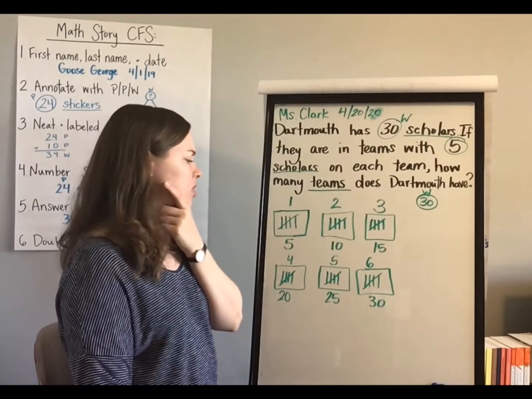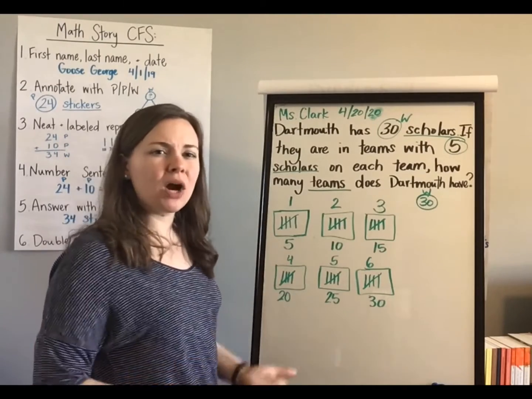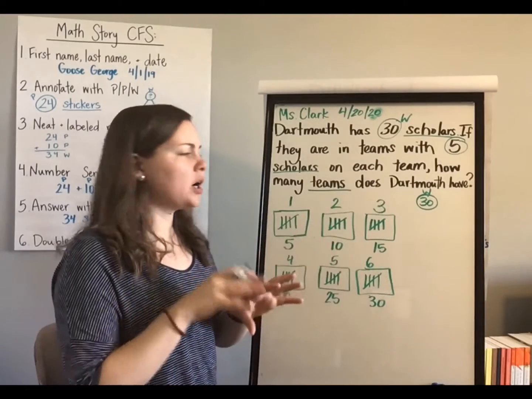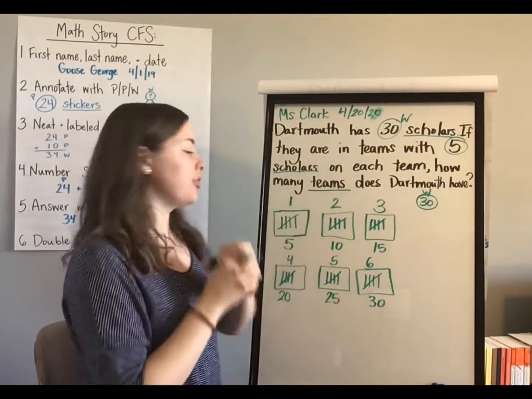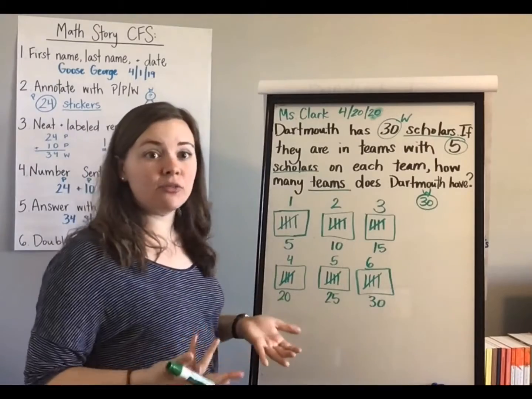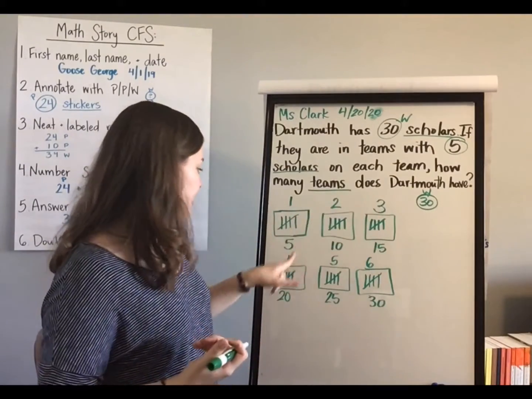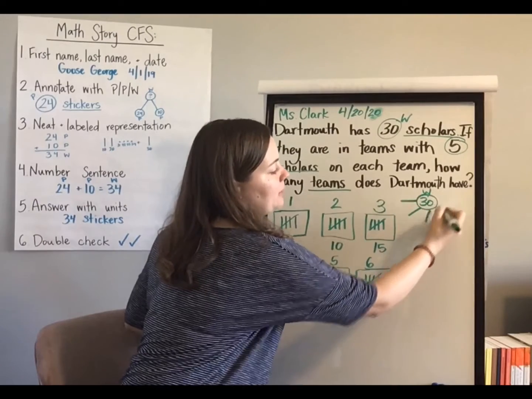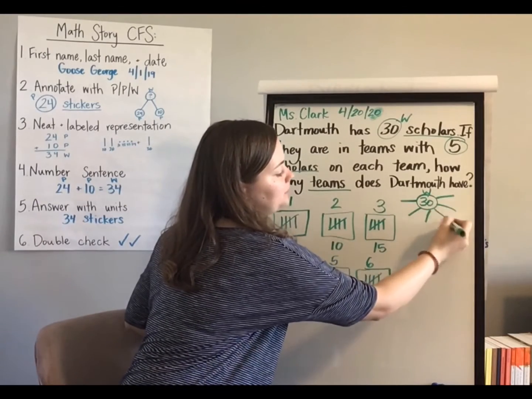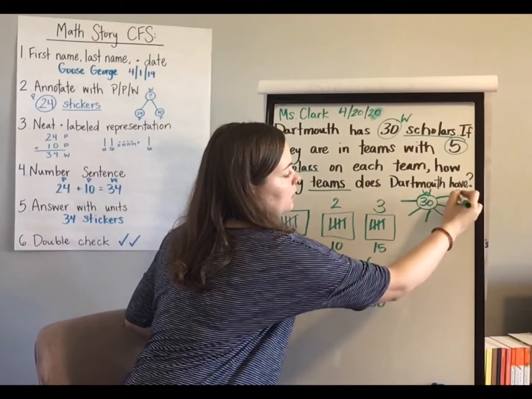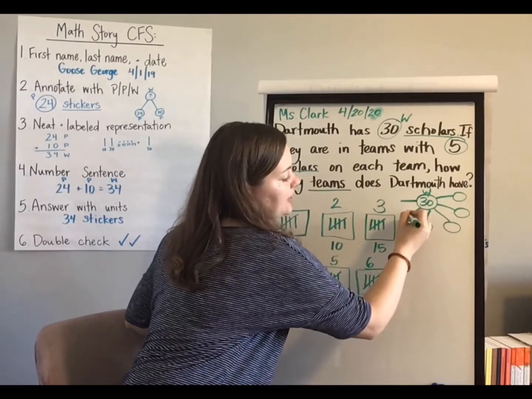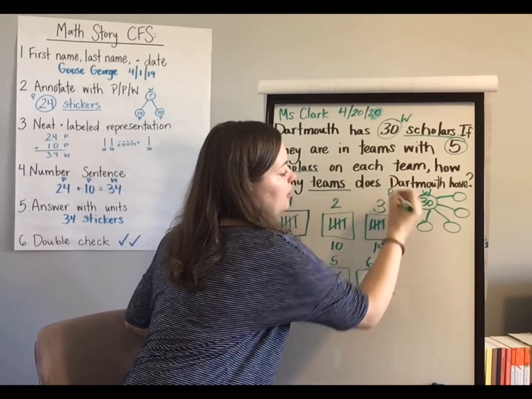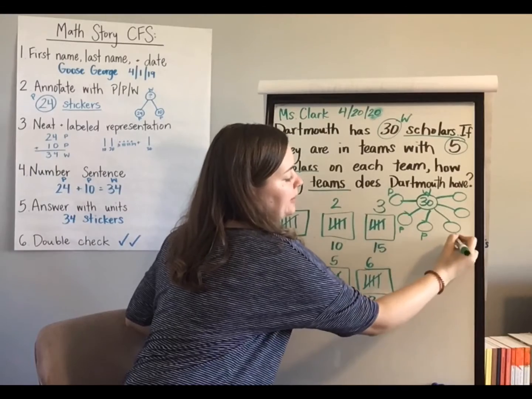Let me think about now if I know how many parts there are. How many different groups are there that come together to equal 30? Well, I can tell from my labels we had 1, 2, 3, 4, 5, 6. So there must be 6 different parts that are coming together to make 30.